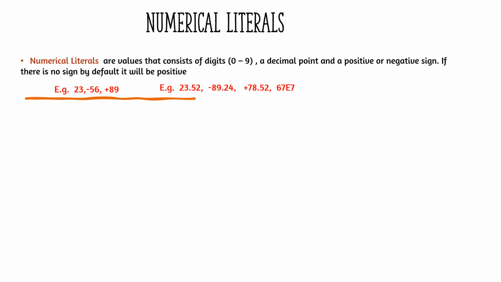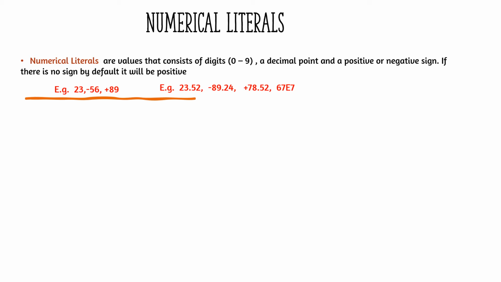Now, numerical literals. Numerical literals are values that contain the digits 0 to 9. There can be a positive or negative sign, a decimal point can be there, and if there is no sign, it will be considered as a positive number. Some examples are given: 23, -56, +89, -89.24, +78.52. All these are examples of numeric literals.